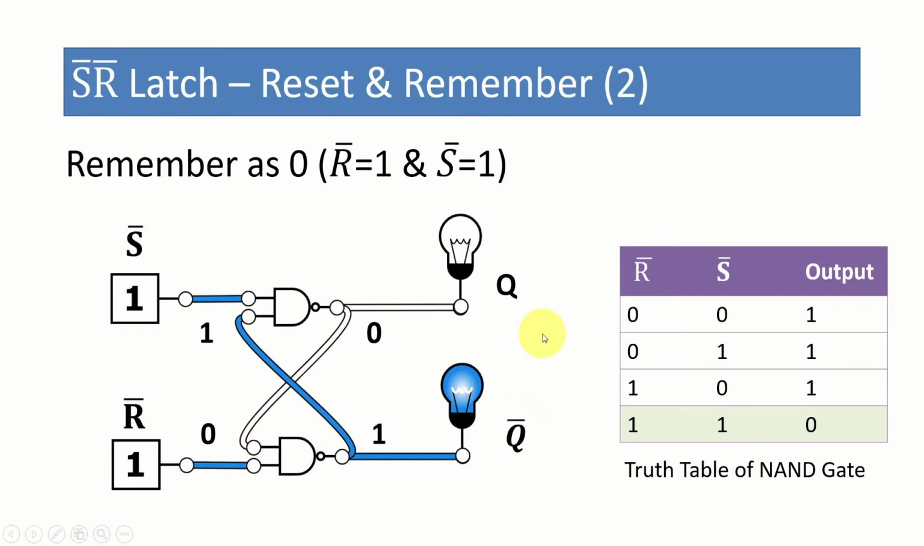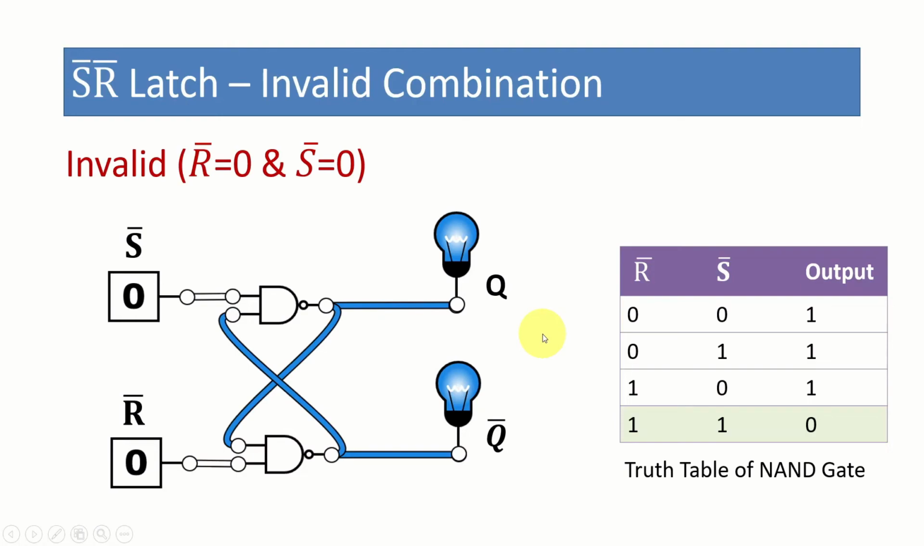Now let's move on to the invalid scenario for S bar R bar latch. Remember, in the SR latch, when both S and R are 1, we get into an invalid scenario. In the S bar R bar latch, we are getting a similar invalid scenario when both S bar and R bar are 0. Now in this circuit, you can see that both S bar and R bar values are 0. Now if you look at the truth table for the NAND gate, again you can see that when at least one input is 0, the output is 1, and that is exactly the case here.